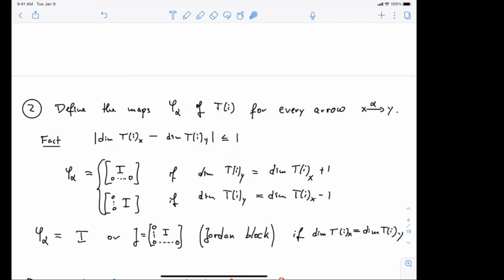And then there are 2 easy cases. If one of the 2 vector spaces is bigger than the other, then you have these 2 matrices: the identity with a 0 row at the bottom, or the identity with a 0 column on the left. And if the dimension is the same, then there are 2 possibilities. Either you have the identity or you have a Jordan block with eigenvalue 0.